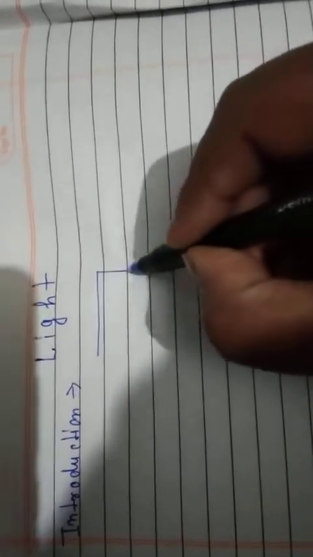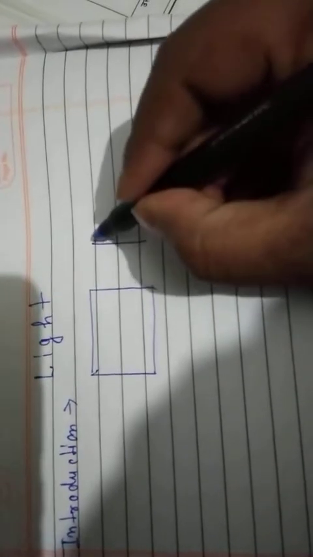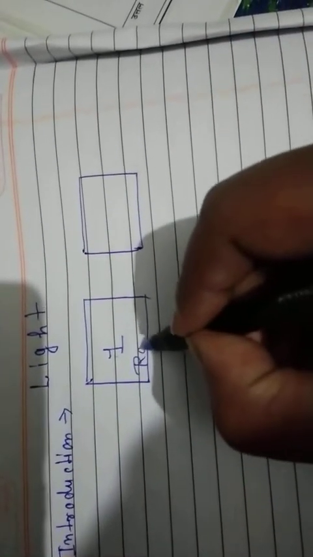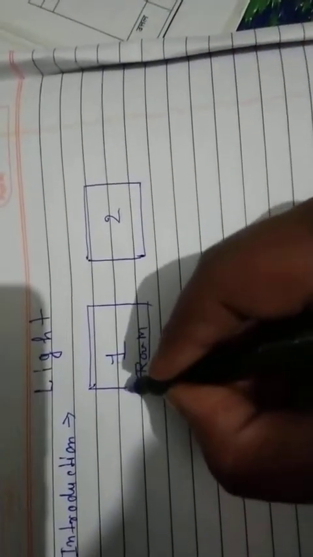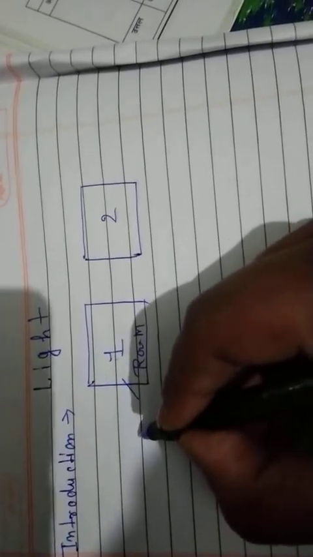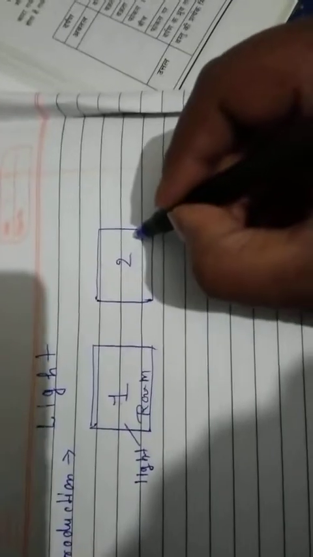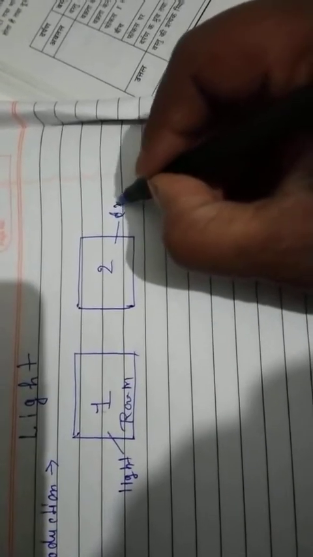students, we are taking an example. Suppose we have two rooms. Okay, room first and room second. Room first contains light, and room second does not contain light, or here no light.